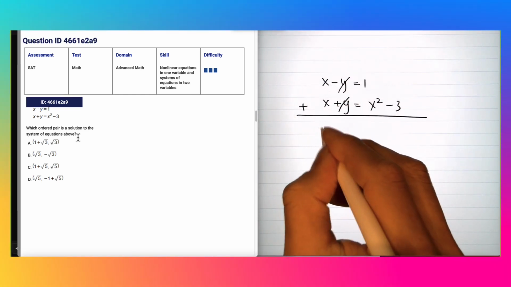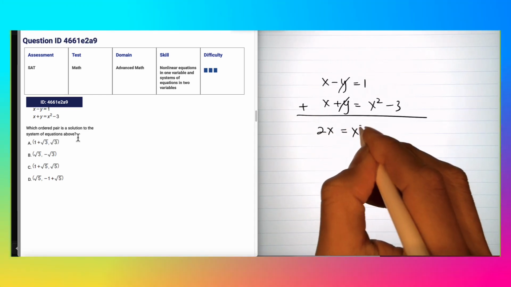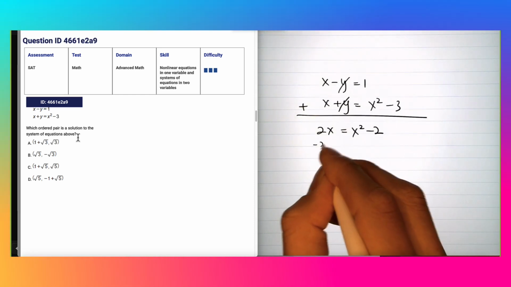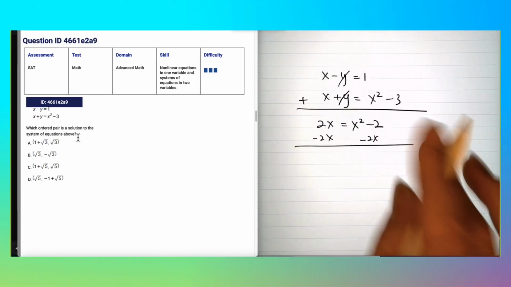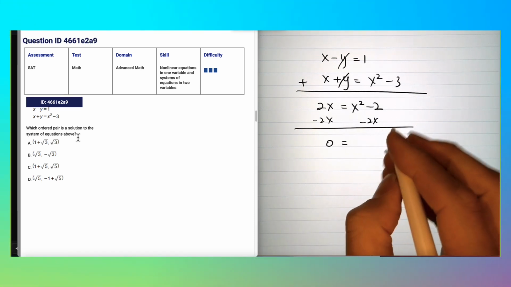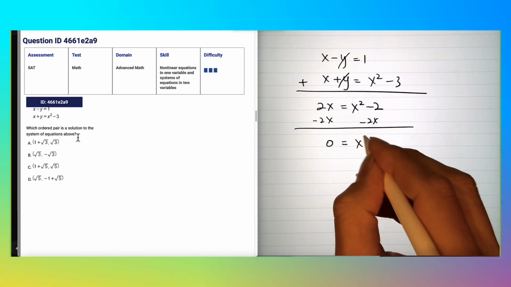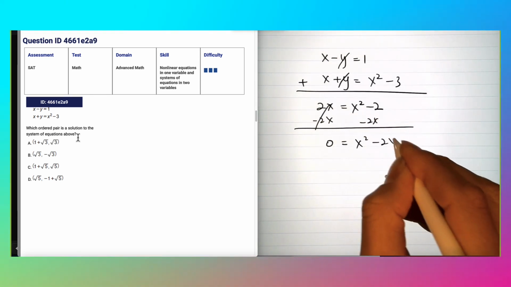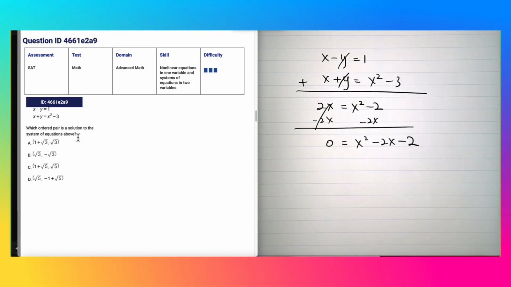So on the left side we have 2x, and on the right side we have 2x squared. 1 minus 3 will give you minus 2. If you subtract 2x on both sides, we now have a standard quadratic equation: 0 equals x squared minus 2x minus 2. However, if you look at the answer choices, none of them has integers, which means we should not expect any factoring here.